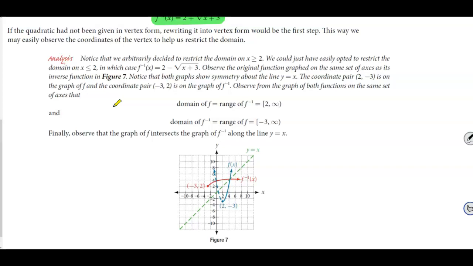Observe from the graph of both functions on the same set of axes that the domain of f is equal to the range of the inverse, which is [2, ∞), and the domain of the inverse function and range of f is equal to [−3, ∞). Finally, observe the graph of f intersects the graph of the f inverse along the line y equals x.